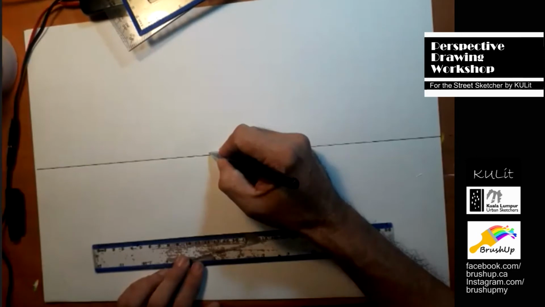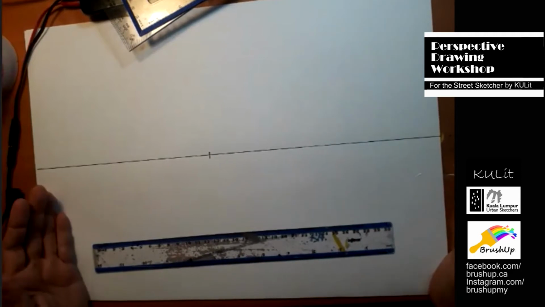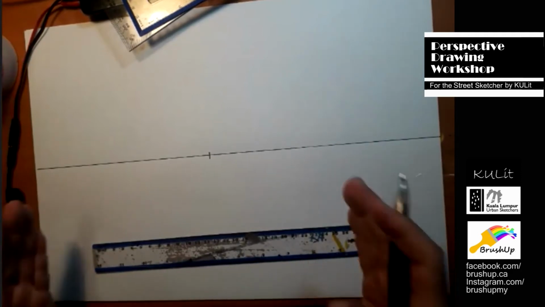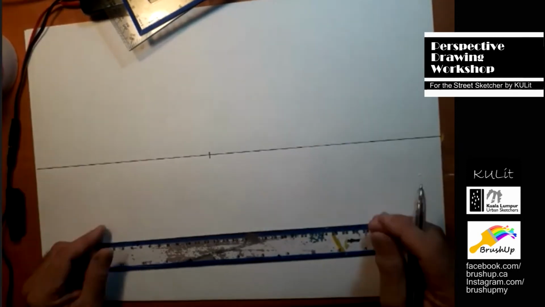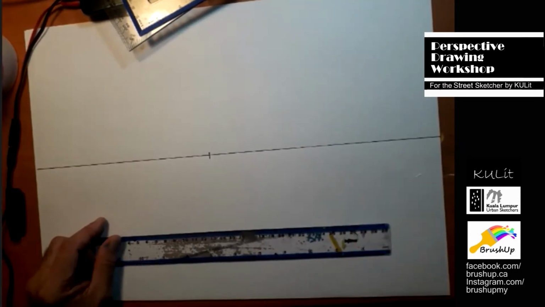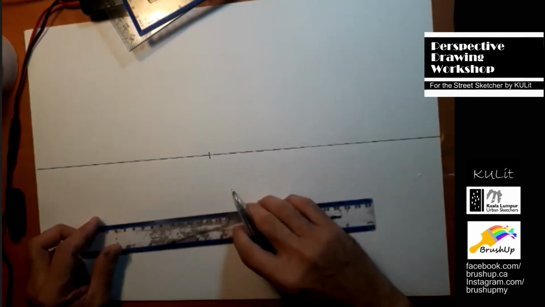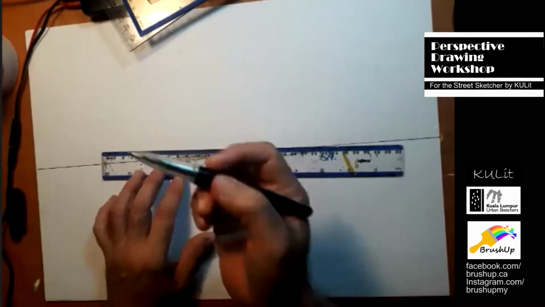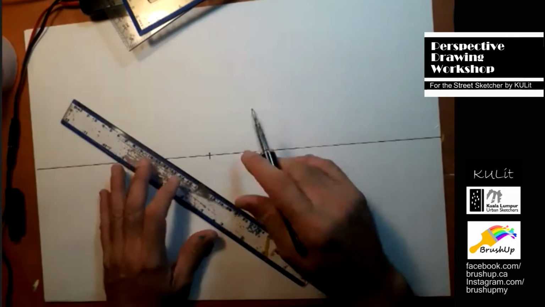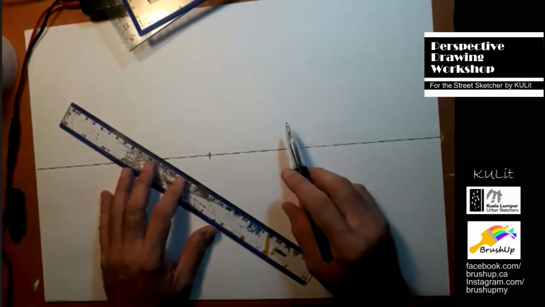The first thing that I'm going to teach you is one point perspective. Let's start right in the middle. One point perspective occurs when you are looking at, let's say, a street. You're in the middle of a street, looking into the scene. So we put a line straight across the middle.